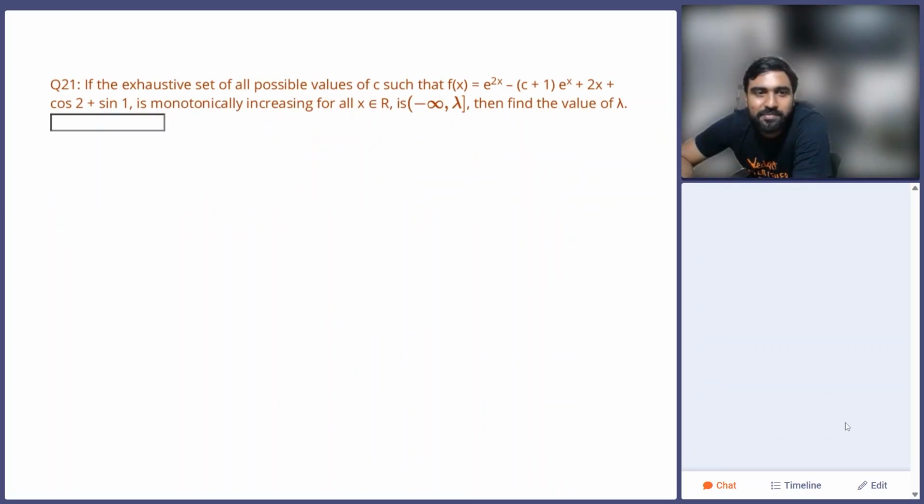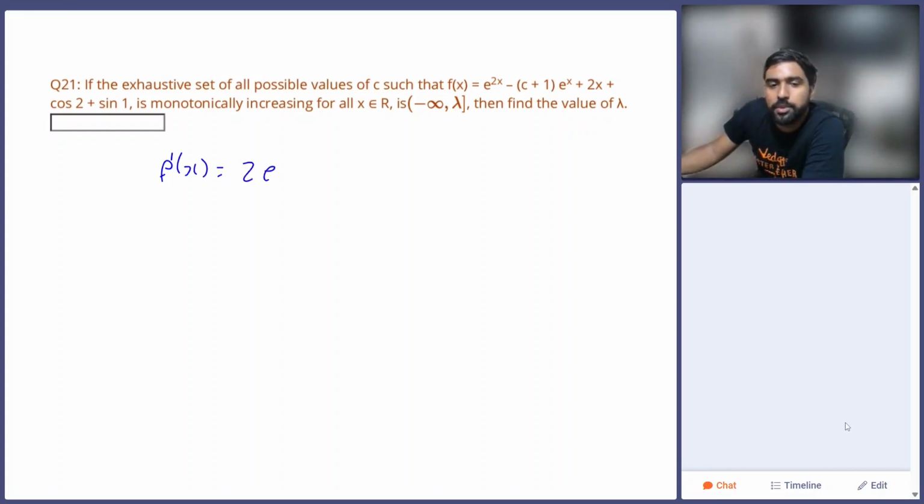Moving on. Find the exhaustive set of all possible values of c such that this is a monotonic increasing function. f dash of x. What is f dash of x? 2 into e power 2x minus (c plus 1) into e power x plus 2. Cos 2 and sin 1 are anyways constant, so they don't really play any role. So greater than or equal to 0 is the condition that we have.